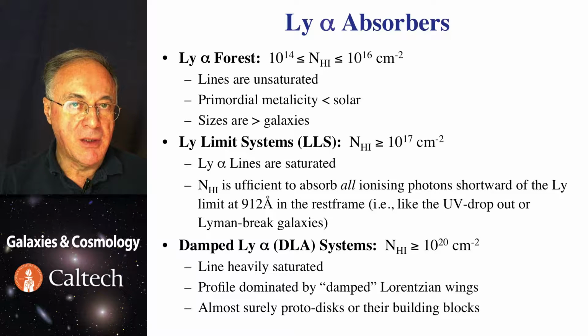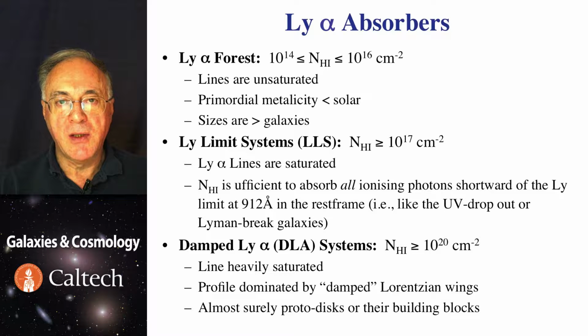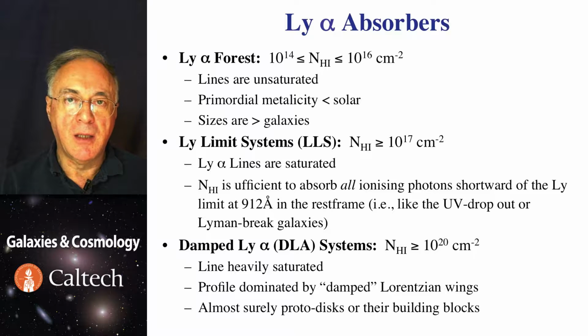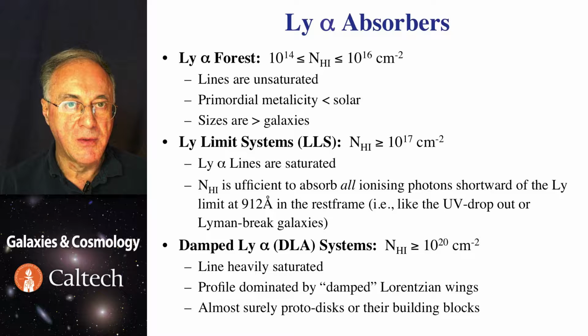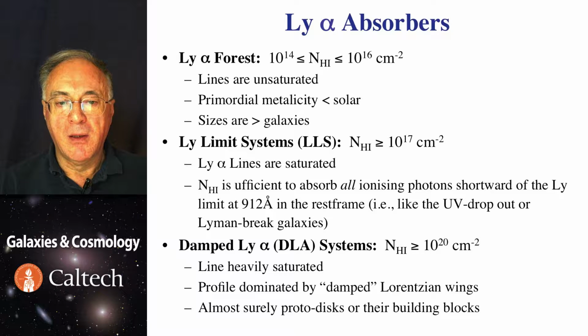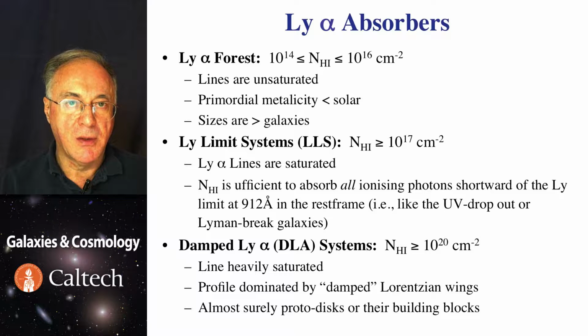Next are the Lyman limit systems. Those have column densities ranging from 10 to the 16 through maybe 10 to the 18 or so per square centimeter. They're called so because there is enough absorption going on that you can see the break of the Lyman series at rest frame wavelength of 912 angstroms. The Lyman alpha lines themselves are already saturated, and so it's the amplitude of the break that's actually the interesting quantity here.